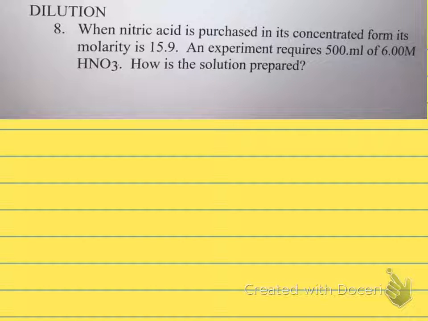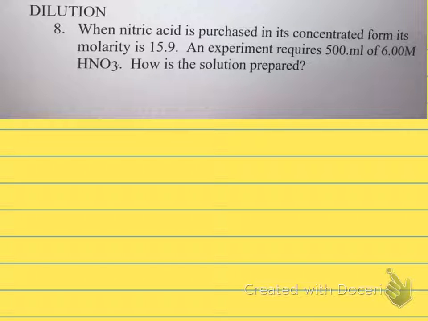In this video, I'm going to show you how to answer question number 8 from the chapter 4 purple paper. This question involves dilution. The question asks, when nitric acid is purchased in its concentrated form, its molarity is 15.9. So that is a very, very high molarity. An experiment requires 500 milliliters of 6 molar nitric acid. How is the solution prepared?